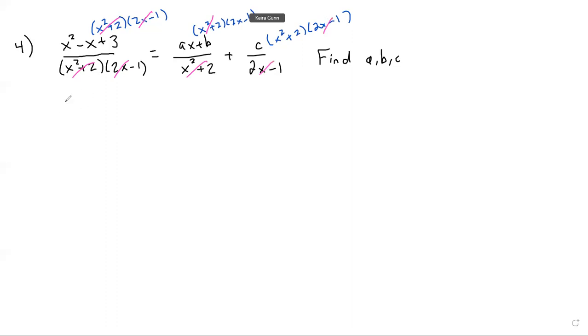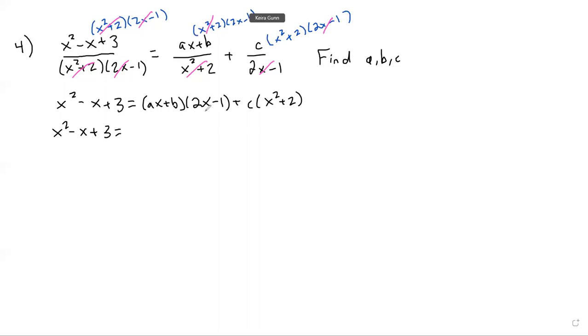Now if I do the multiplication, I have x squared minus x plus 3 is our ax plus b, which is going to be multiplied by the remaining factor of 2x minus 1. And then the c is going to get multiplied by the remaining factor, x squared plus 2. I'm just going to clean up the right side, get rid of those brackets, simplify.